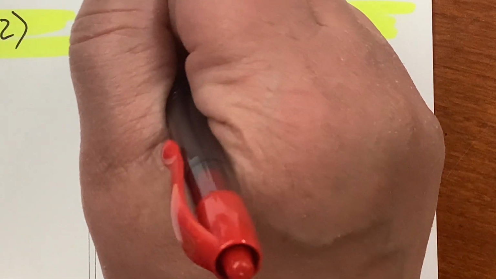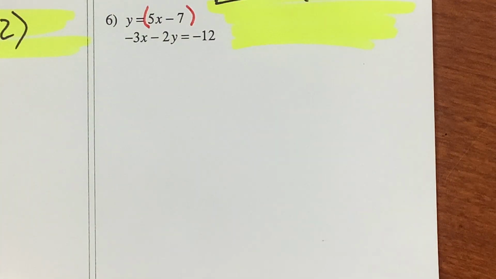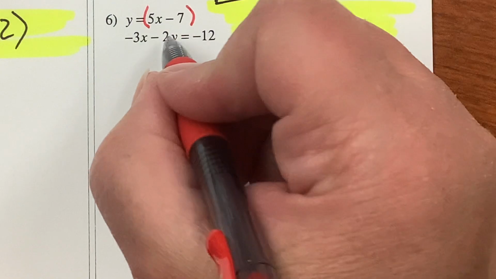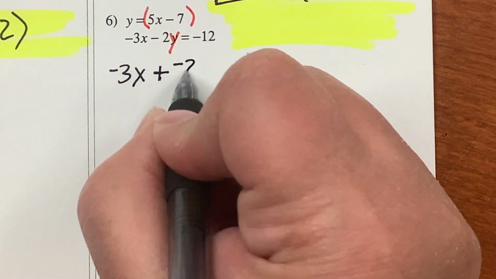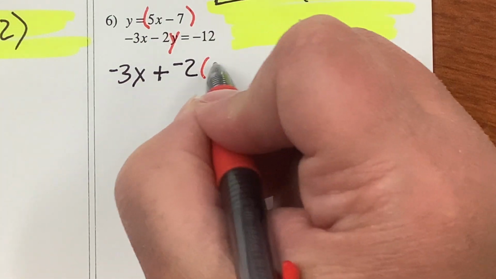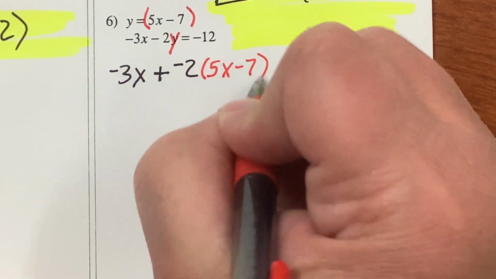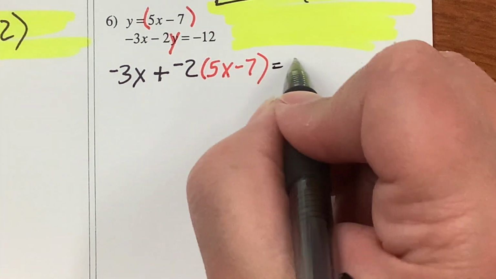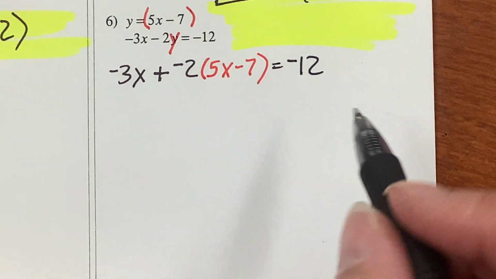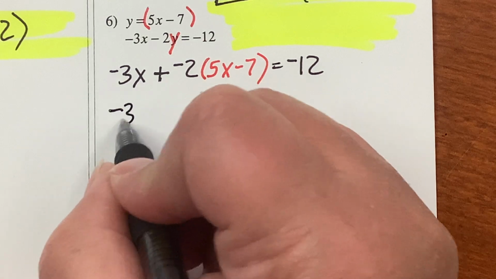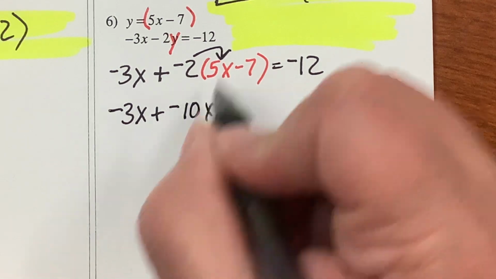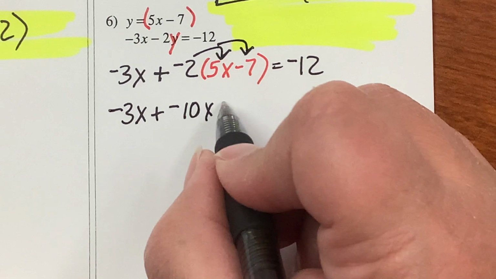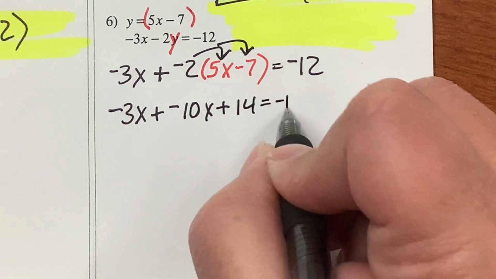The isolated variable is y, so parentheses around 5x minus 7. That is going to be substituted into this problem. Copy the first part, negative 3x. Because it's subtraction, I'm changing it to plus negative 2 times 5x minus 7 equals negative 12. Now I'm going to do some distribution. So negative 3x plus negative 2 times 5 is negative 10x. Negative 2 times negative 7 is positive 14 equals negative 12.